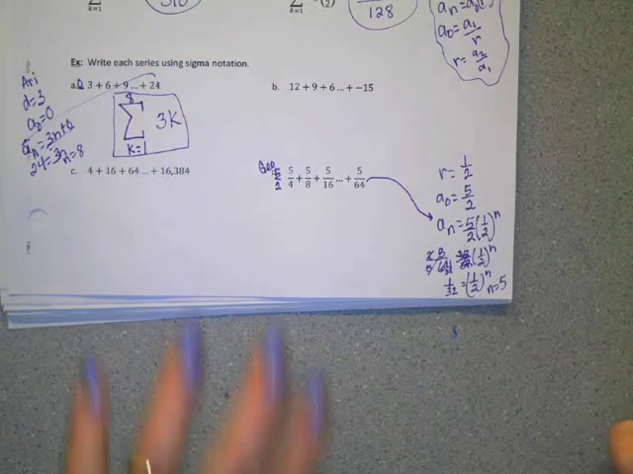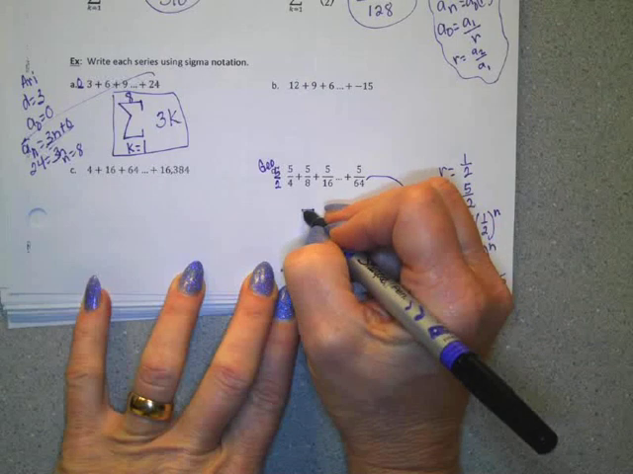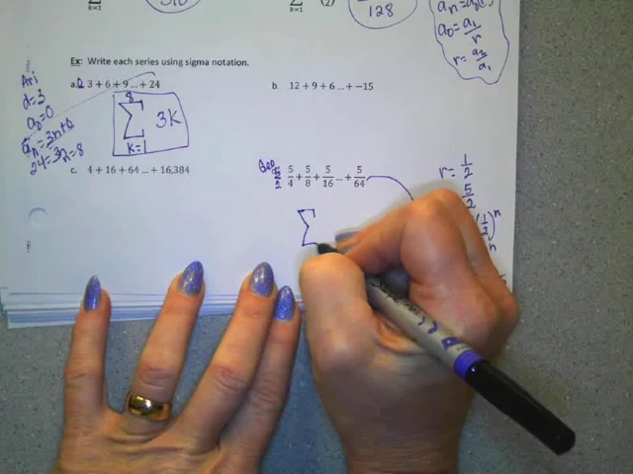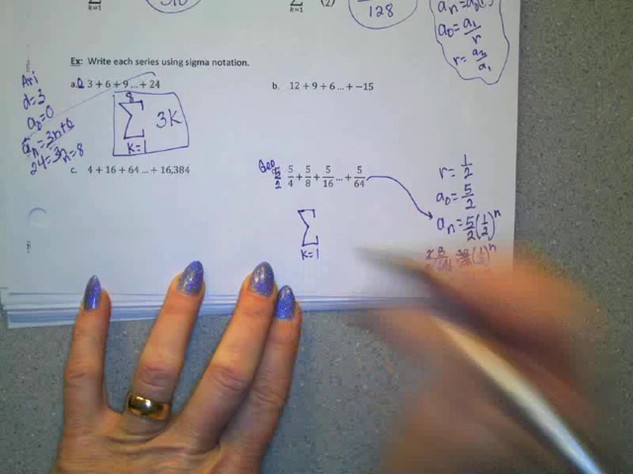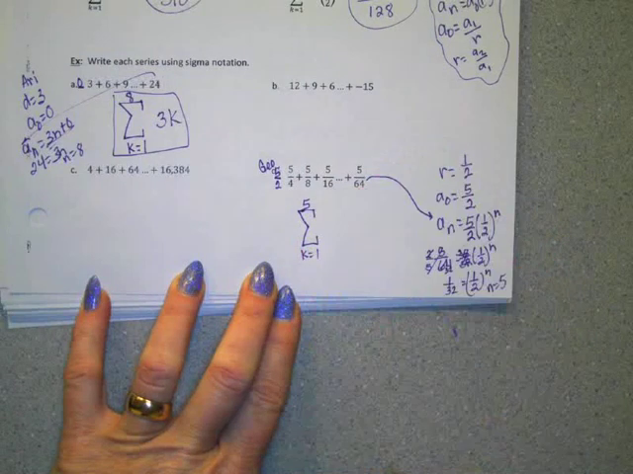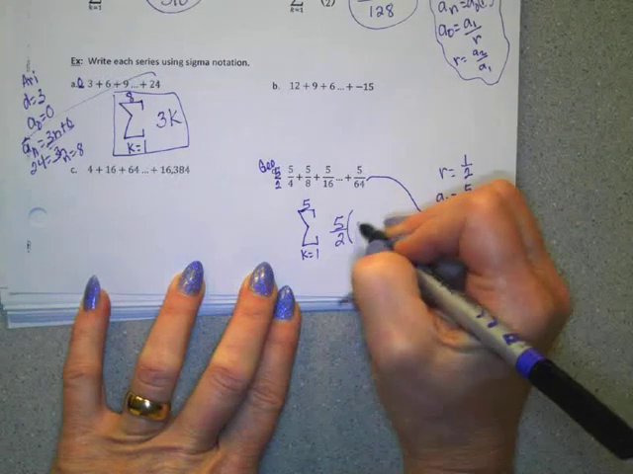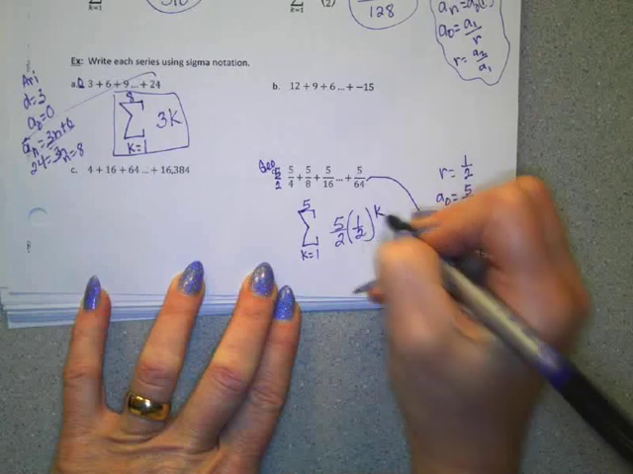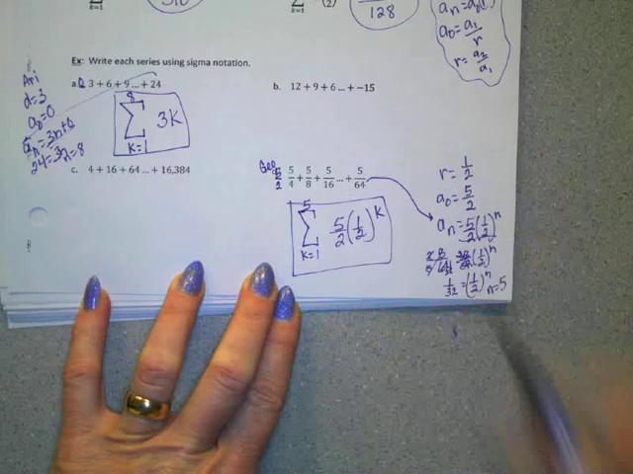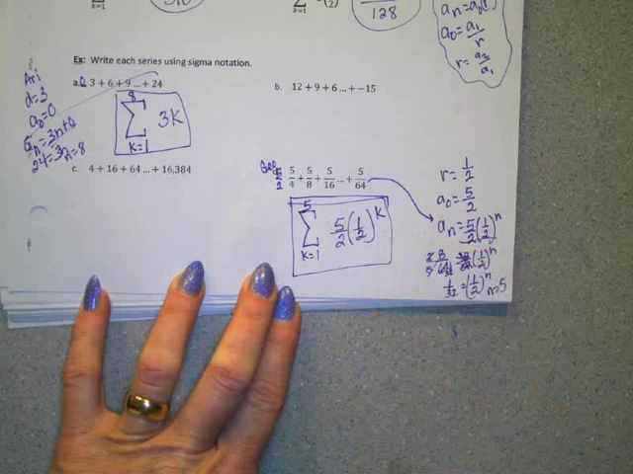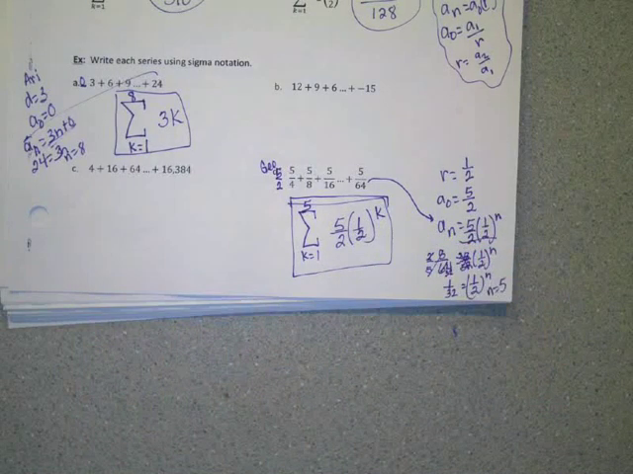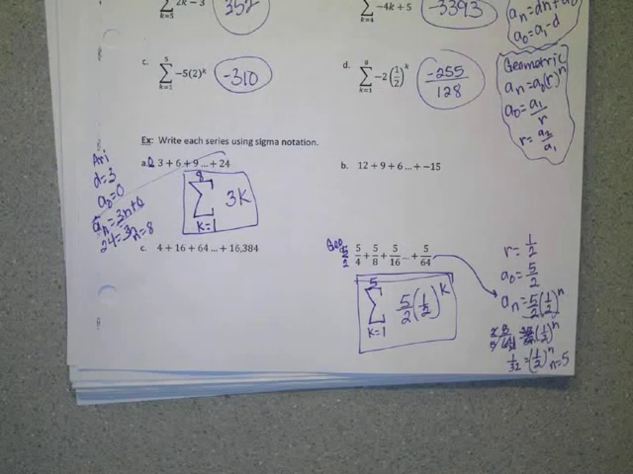Okay, so I'm ready to write my summation then. So I write my sigma. K is equal to 1, and it ended at 5. And then my explicit is right here, 5/2 times 1/2 to the k. All right, if you'll please try B and C by yourself, pause the video, and then turn it back on when you're ready to see if you got B and C correct.